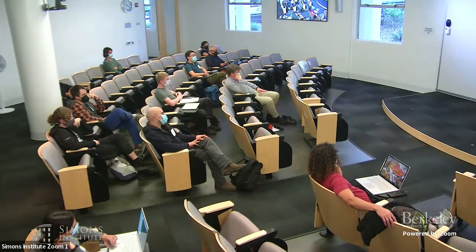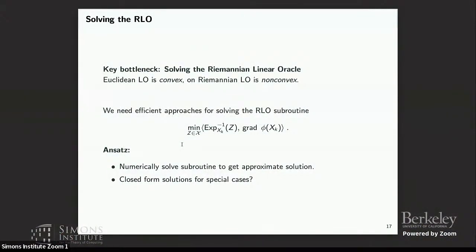Okay, so now let's talk about the crucial subroutine, the Riemannian linear oracle. In the Euclidean setting, one aspect that has contributed to the Frank-Wolfe method being so popular is that this subroutine is convex and relatively easy to solve. In the Riemannian setting, unfortunately, the subroutine is non-convex. So we have to think a little bit more carefully about how to solve that in practice.